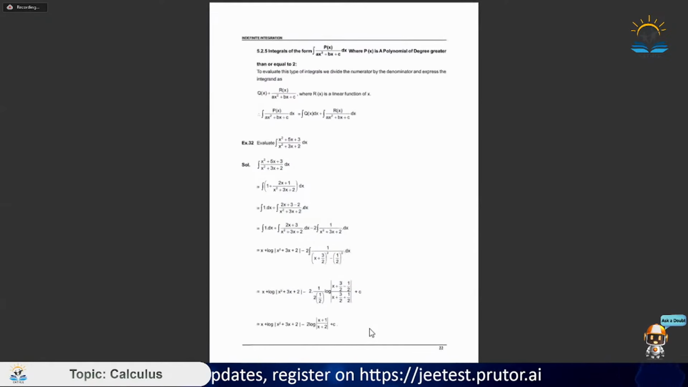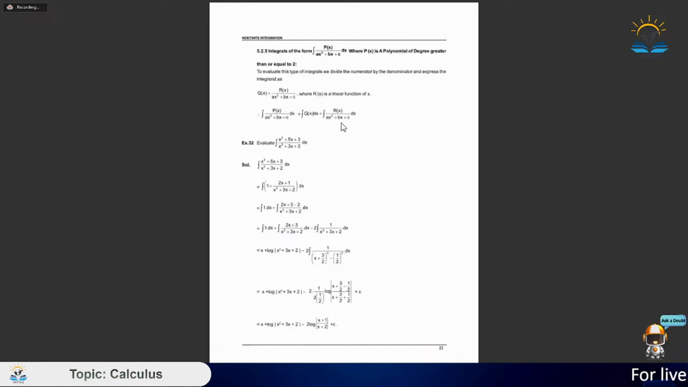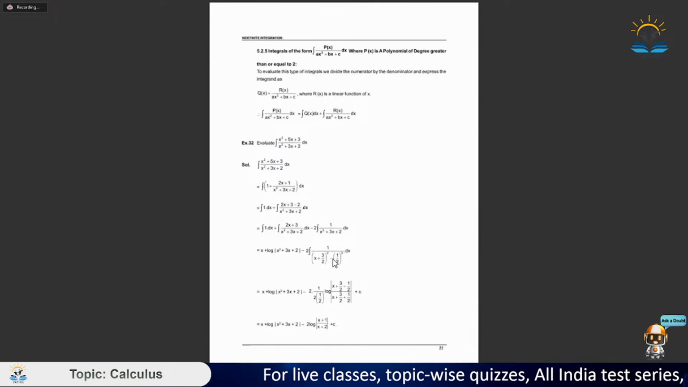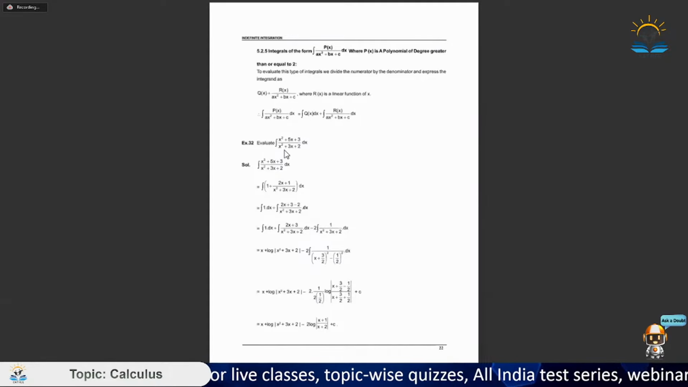What the other form says is, if p x is a polynomial of degree greater than or equal to 2, then what we would be doing is first of all convert it in the form q x plus r x by a x square plus b x plus c, where q x is a function, it may be a linear function, and r x is a linear function upon quadratic again. Q x can also be a constant, like it is in this example.